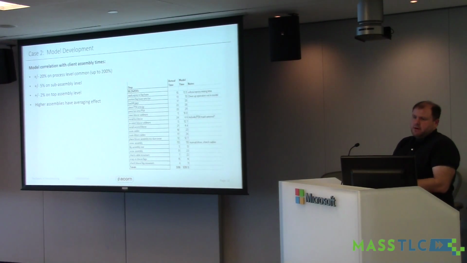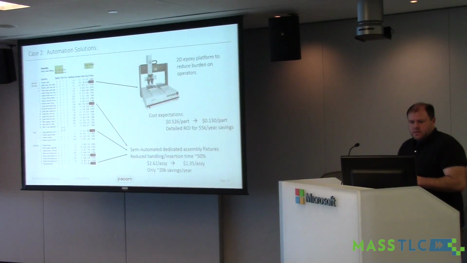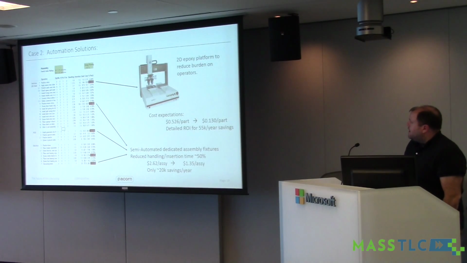Correlation. Anytime we make a model, we do like to do correlations as well. Overall, our predicted value and actual times were very, very close. The bigger assemblies we do, the better averaging we get across assemblies, so we tend to be pretty close.